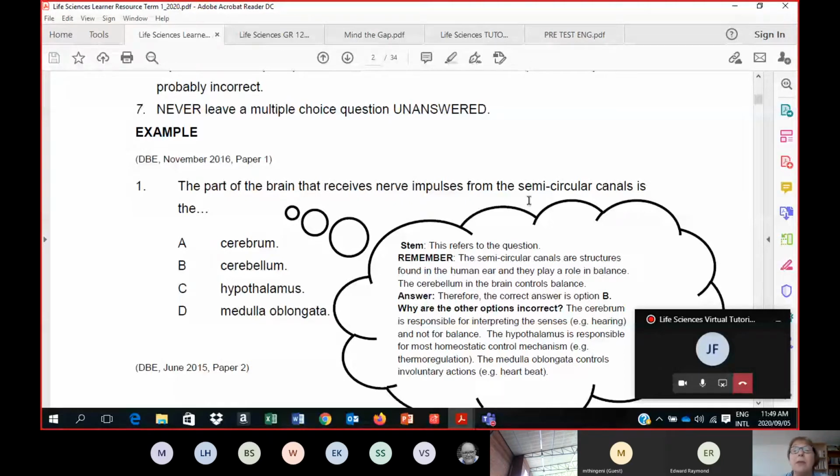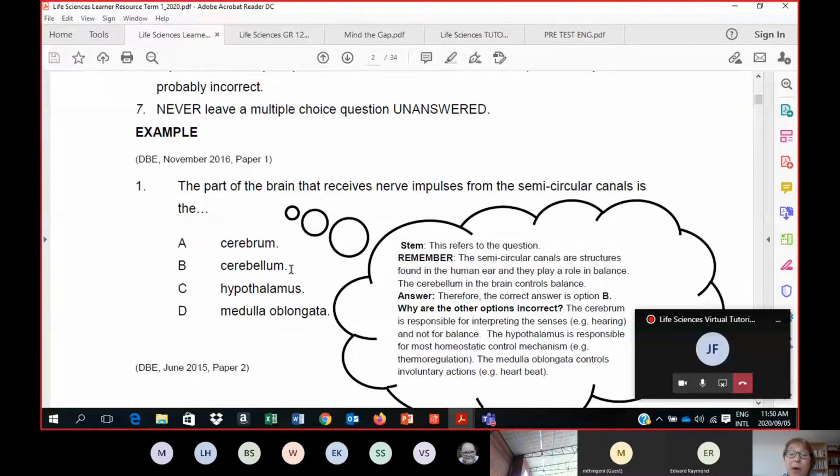The part that receives nerve impulses from the semicircular canals, and the answer we know is the cerebellum, all right? There we see the answer is there, so we put a little circle around it, but because we're perhaps not 100% sure, we just look at the other possibilities. So the cerebrum is for higher mental functions, for reasoning and logical thought, and it's the seat of all sensations. The cerebrum is involved in hearing and sight and so on. And there you can see the hypothalamus is responsible for homeostatic control mechanisms like thermoregulation, the dilation and constriction of your blood vessels on a hot or a cold day.